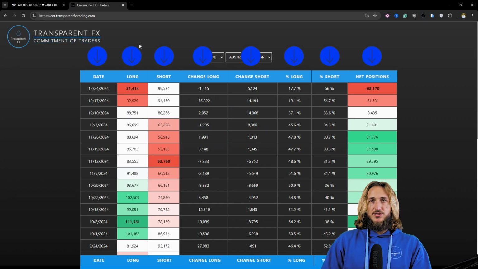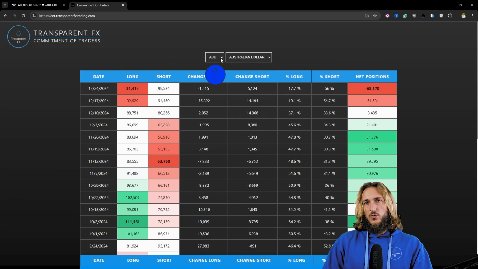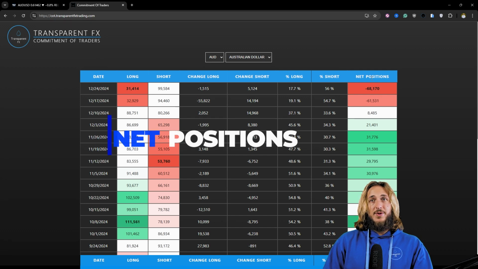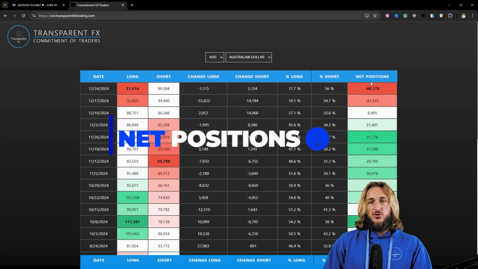So what the big players in the market are currently doing on the AUD. Now, first of all, if we're looking at the data for the AUD, we're actually already looking at AUDUSD because all currencies on the spot are traded against the USD. And what we can see here is that we are not getting an increase of net positions, but actually a decrease in net positions with the last reports, going from 31k to minus 68k net positions.